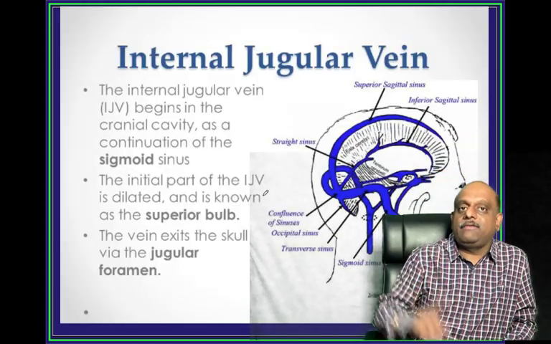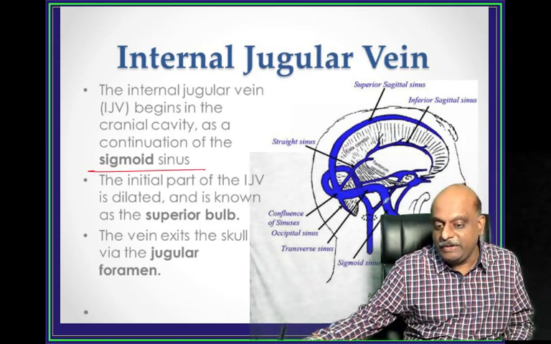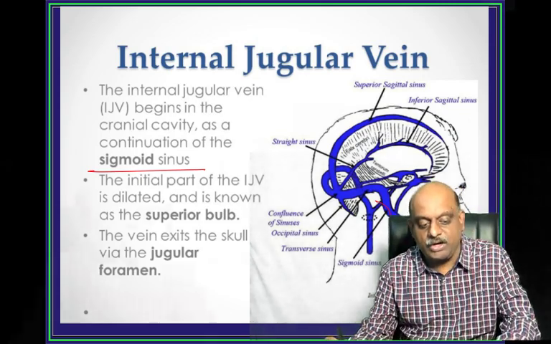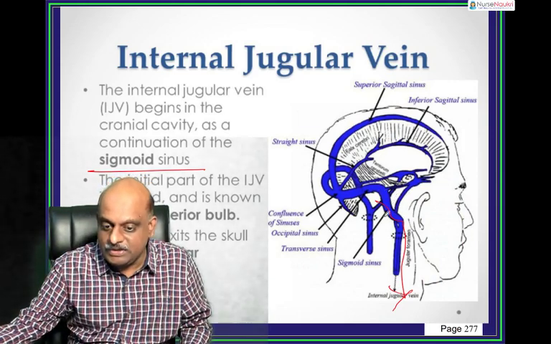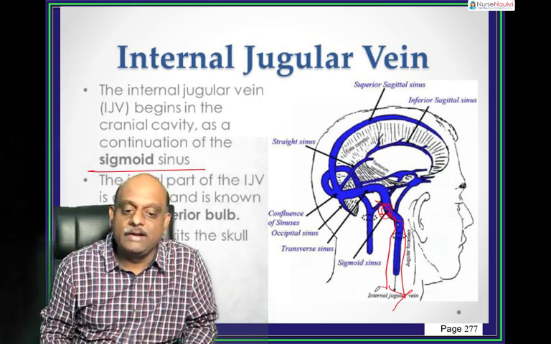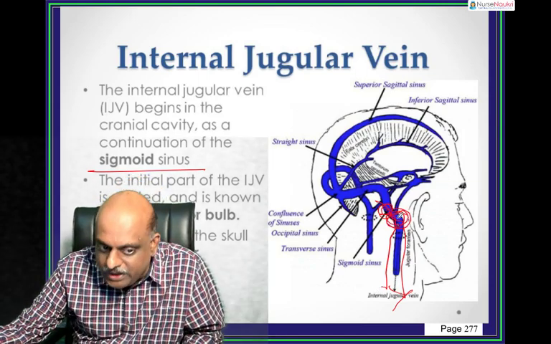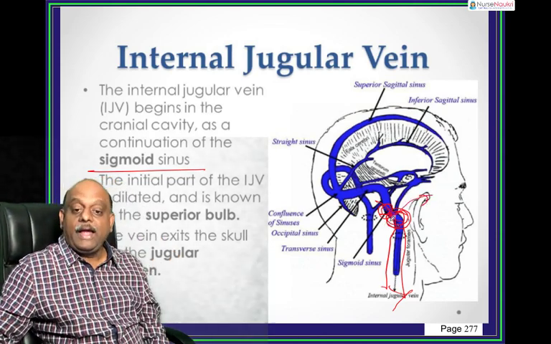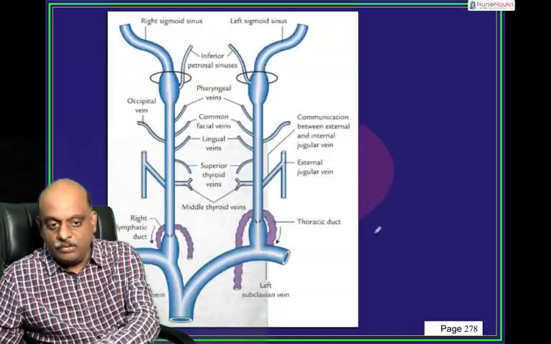So where is the internal jugular vein formed? In the cranial cavity, the sigmoid sinus descends down as the internal jugular vein, is what you have to remember. The initial part of the internal jugular vein is dilated, and that is called the superior bulb. And the internal jugular basically exits via the jugular foramen, is what you have to remember.